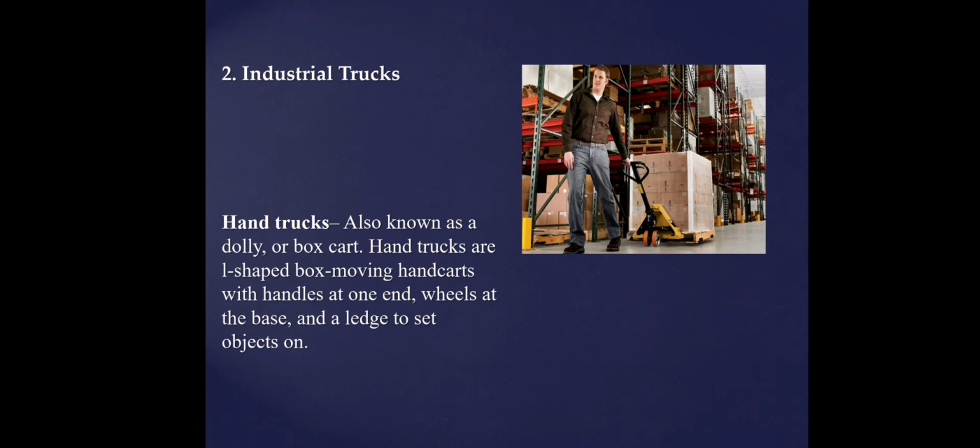Industrial trucks. These industrial goods are very bulky, unstructured and very heavy. To handle them, we need different types of equipments. First one, hand trucks. These are like L-shaped frames where they have a handle towards one side, and wheels and a base like a pallet where they can carry the goods.